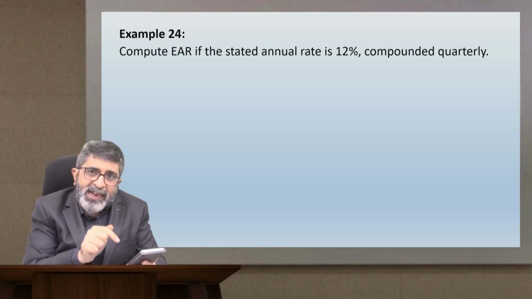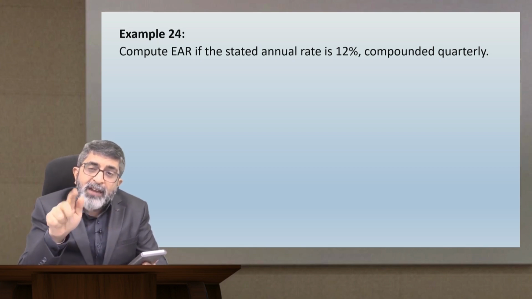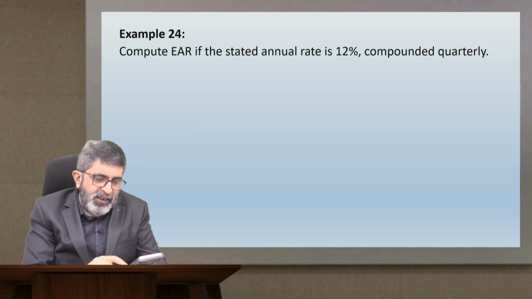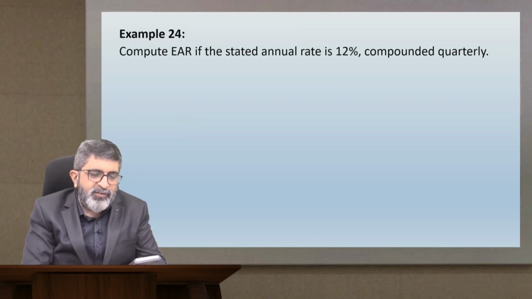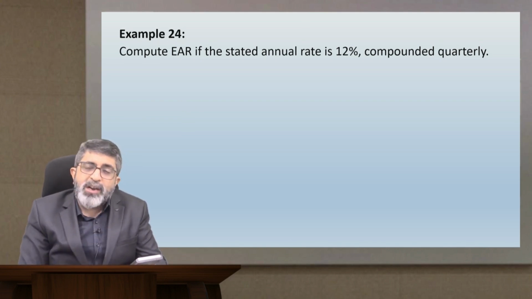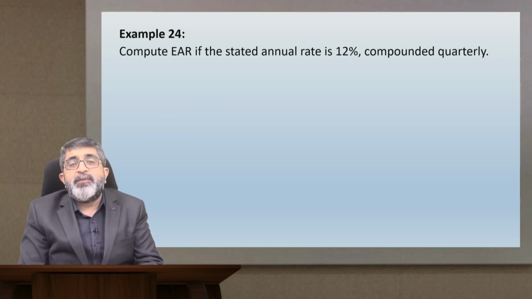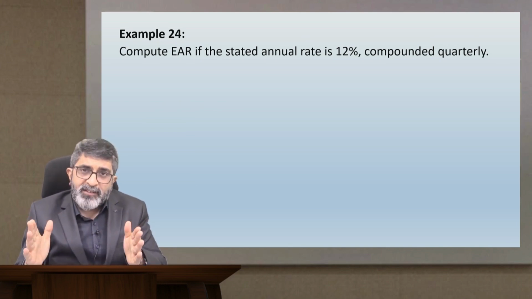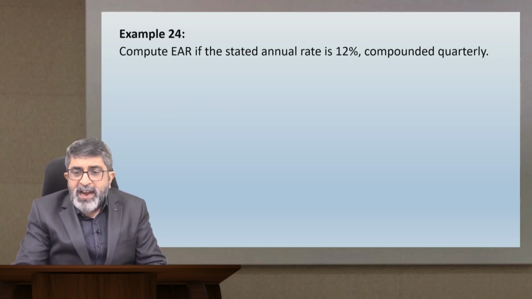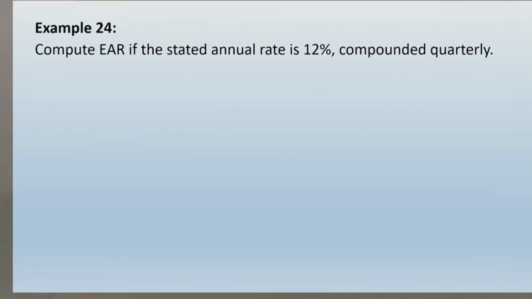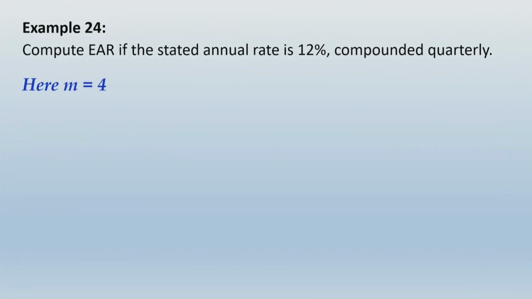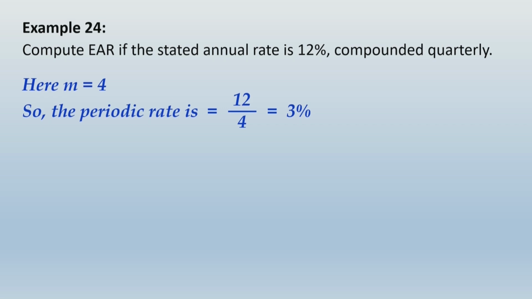But this is still a factor. You need to know the effective annual rate. From the factor you subtract 1 to arrive at the interest rate, that is 0.1255. If you want to convert that into percentage, multiply by 100, it will be 12.55% as your final answer. So how to write up that entire calculation? Just observe. Here m equals to 4. So the periodic rate is 12 by 4, that is 3%.